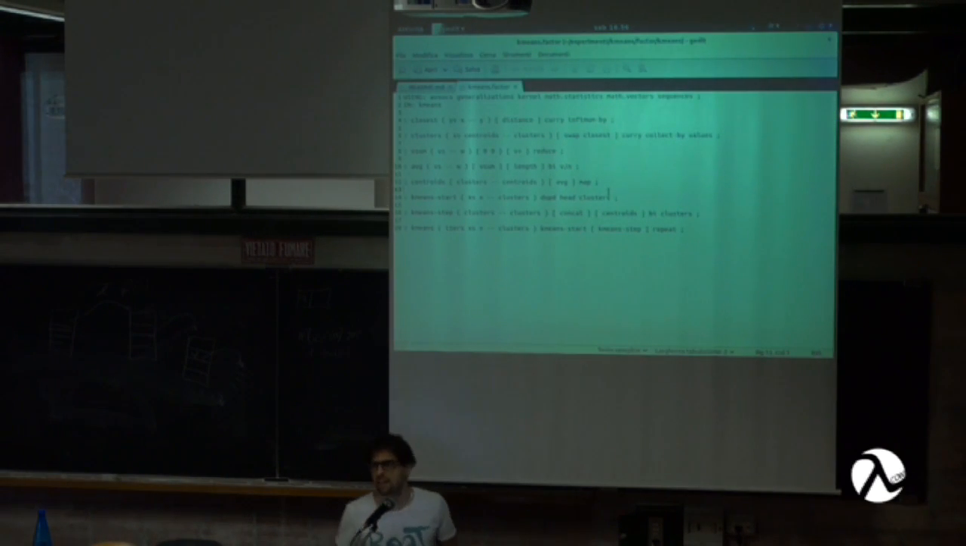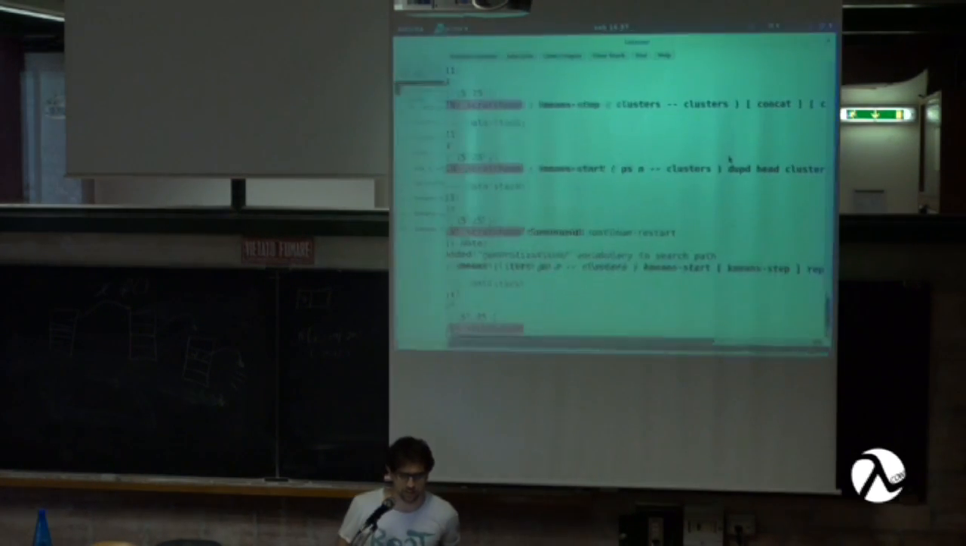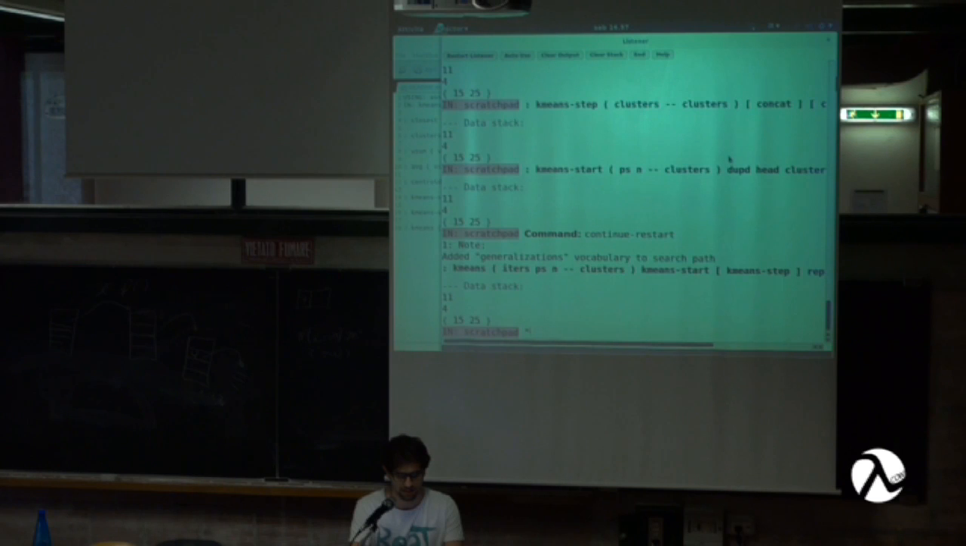It's eight lines to define k-means in a way that I think fairly respects the structure of how we think about the problem, just one step after the other. And it's also quite efficient. We can try it on some points I have here.